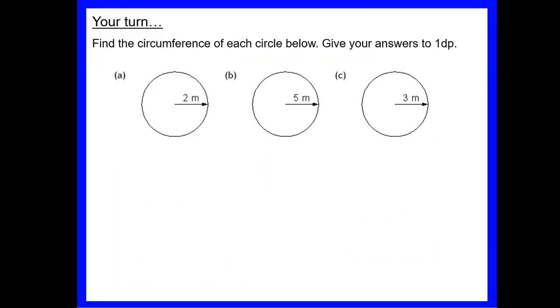Okay, so again, you've got 3 there. You need to find the circumference, give your answer to 1 decimal place. Bear in mind you've been given the radius this time. Pause the video, have a go now.